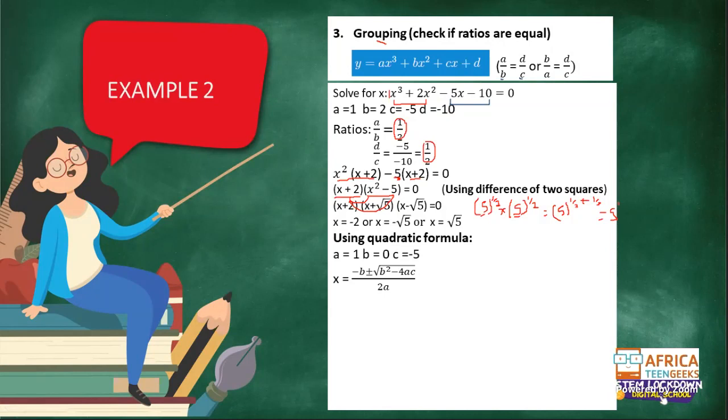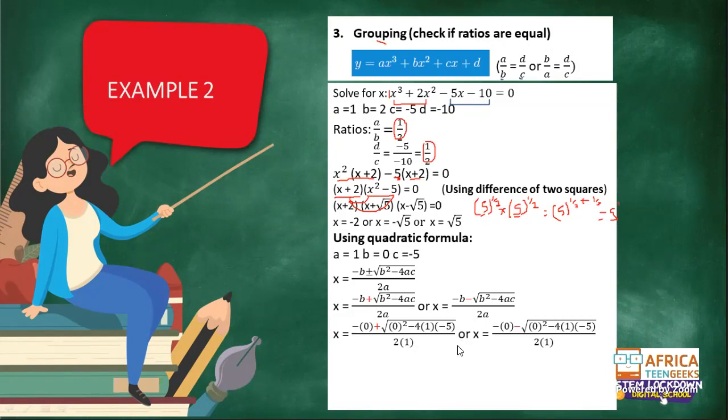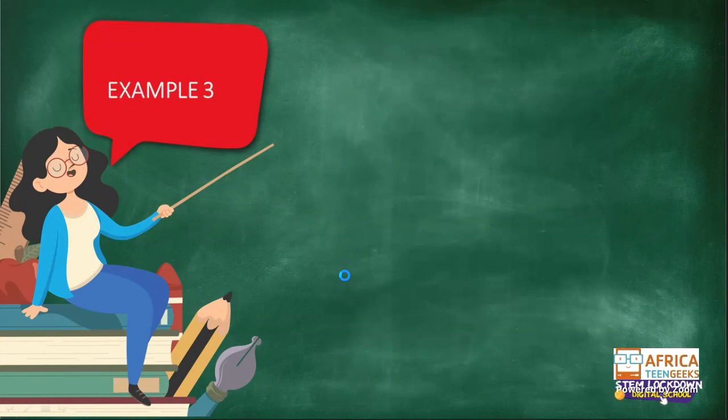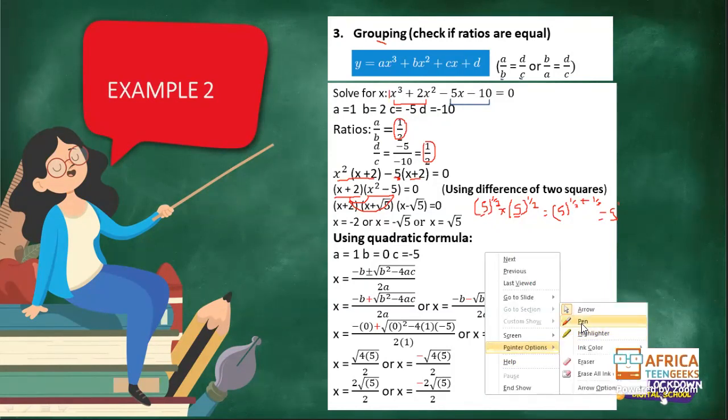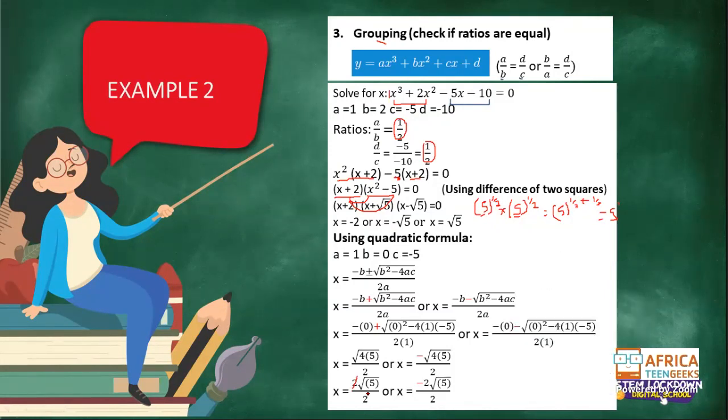So you would substitute the values in your equation, and then at the end you would still get square root of 5, because if you cancel out the 2 and that 2, so if you substitute correctly, then you will simply have x equals square root of 5 or x equals negative square root of 5.